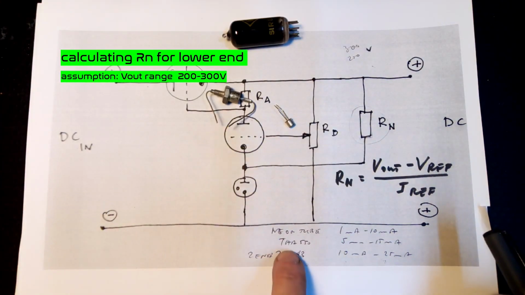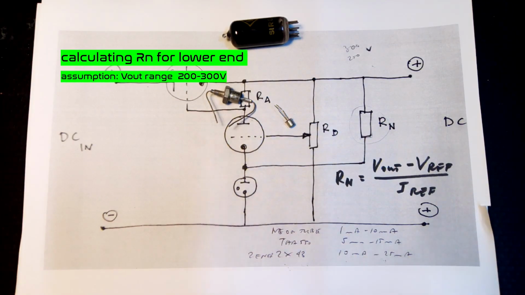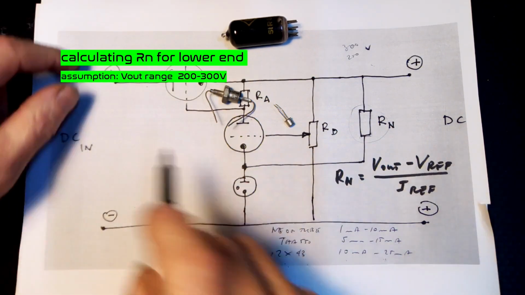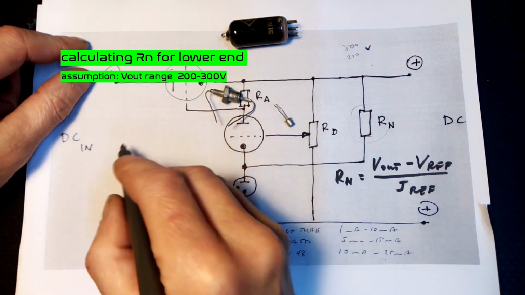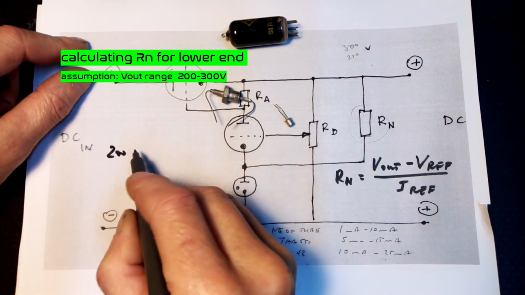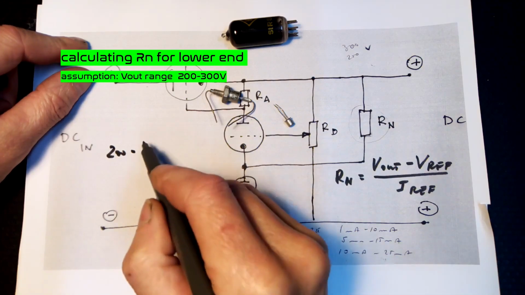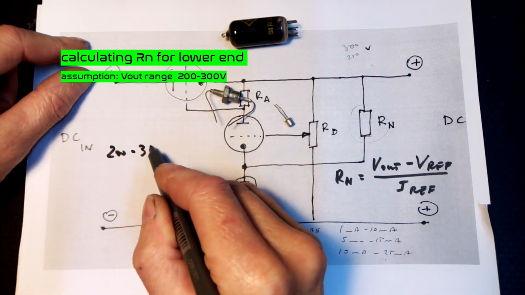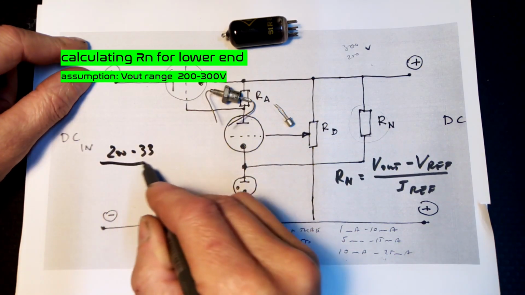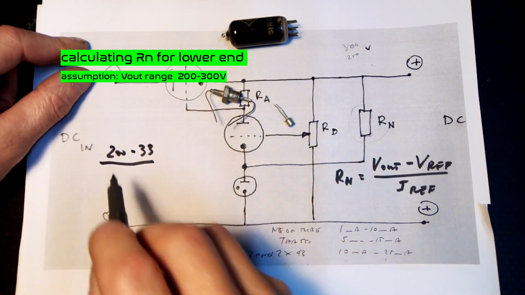We choose, let's say, for TAA550 we use 5 milliamps. So we have V out, 200 minus 33 volts, divided by 5 milliamps.